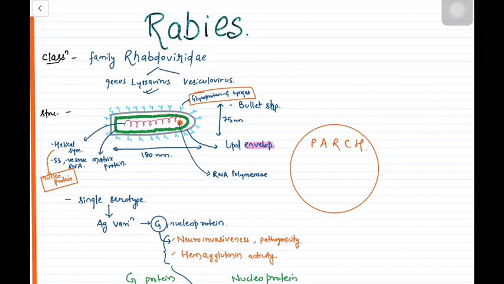Hello everyone. So starting right away with rabies, beginning with the classification, rabies is under family Rhabdoviridae. Now it has two genus, Lyssavirus and Vesiculovirus, and we will be studying rabies under the Lyssavirus genus. So this is the classification. Then our next subtopic is structure.